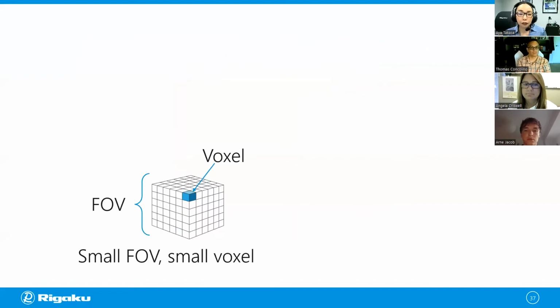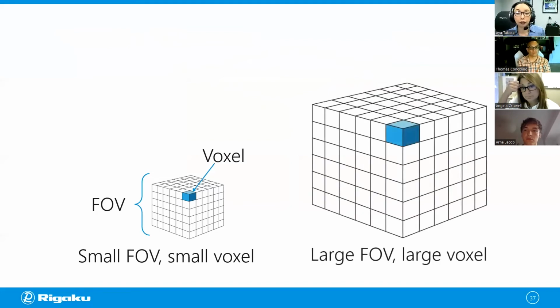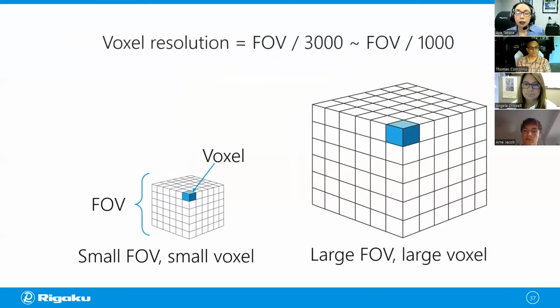Now, when the field of view is small, your voxel can be small, meaning that you can do a high resolution scan. But if the field of view is large, the voxel gets large too. Generally speaking, the rule is the voxel resolution should be somewhere between 1/3000th and 1/1000th of the field of view. And the file size should be within a reasonable range if you stay there.